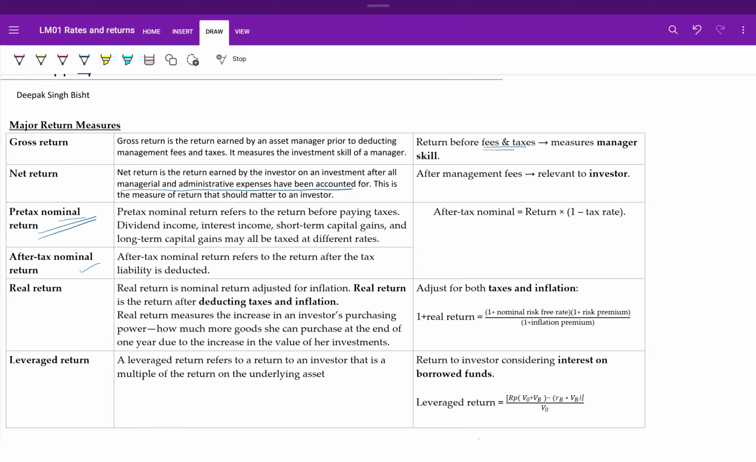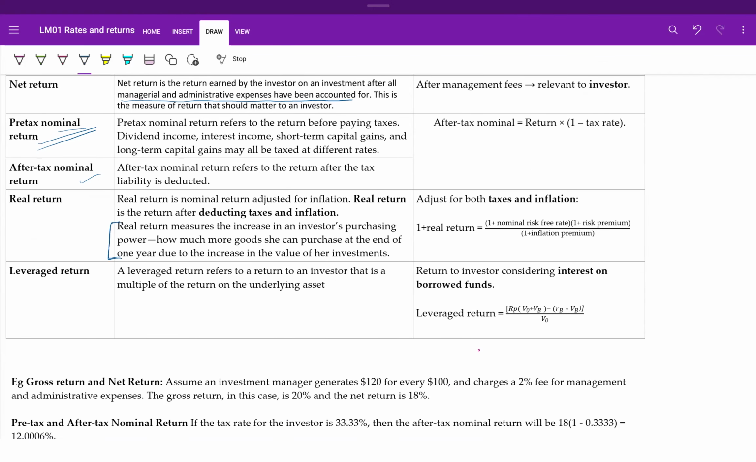When we talk about real return, real return is the real measure of increase in the investor's purchasing power, and how much more goods she can purchase at the end of 1 year due to an increase in the value of the investment. So real return does not include inflation. We have to adjust our return for inflation because real return shows the increase in the investor's purchasing power. And this is the formula to find the exact real return of an investment.